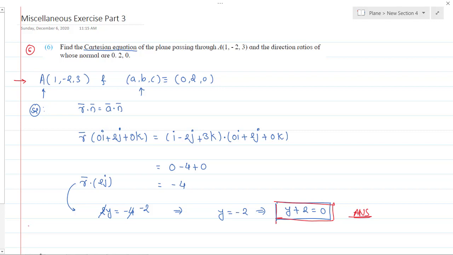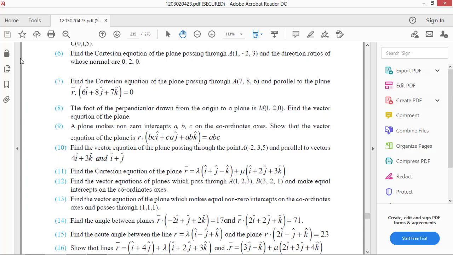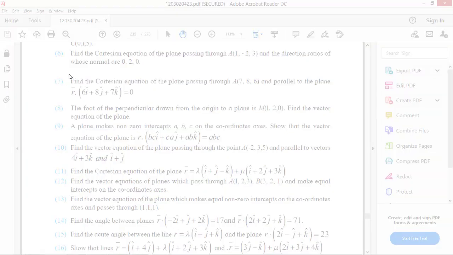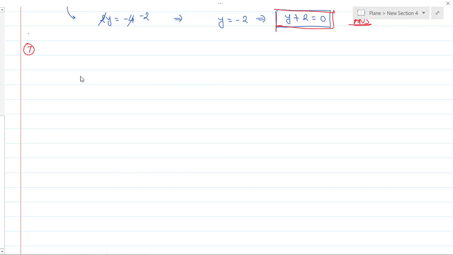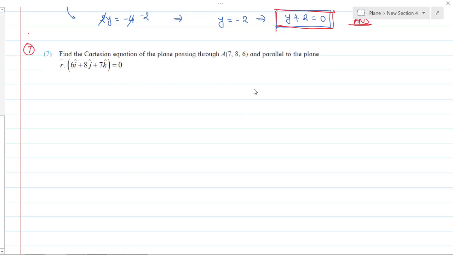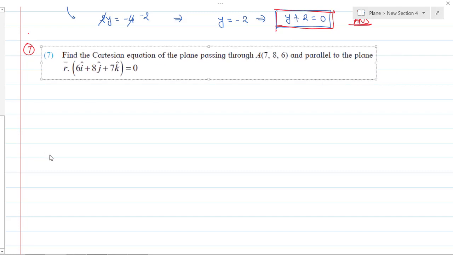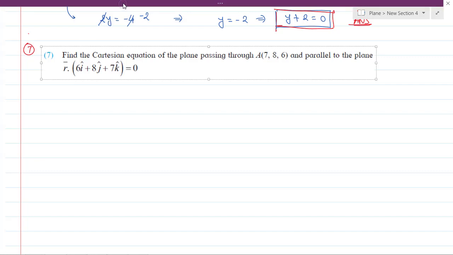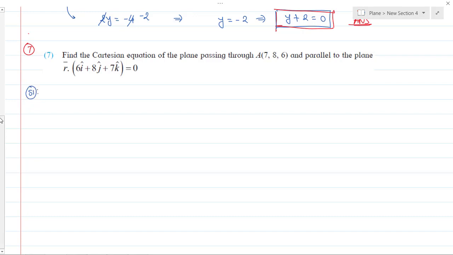Great. Now let's see question number 7. Okay, what it says is, let me take this statement. Find the Cartesian equation of the plane passing through the point A and parallel to the plane B. Look, this question and the previous question both are the same. In both questions we have the same concept. In this question they have given the direction ratios indirectly. Let me write whatever information we have been given. So I have the point A through which our plane is passing, 7 comma 8 comma 6, and I have the direction ratio of the parallel plane.